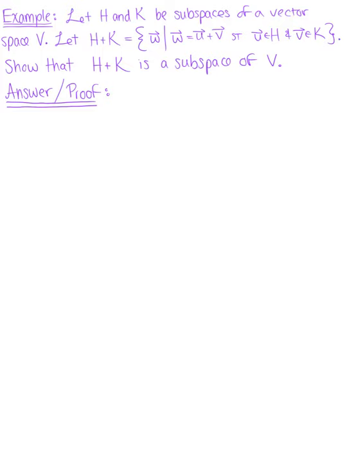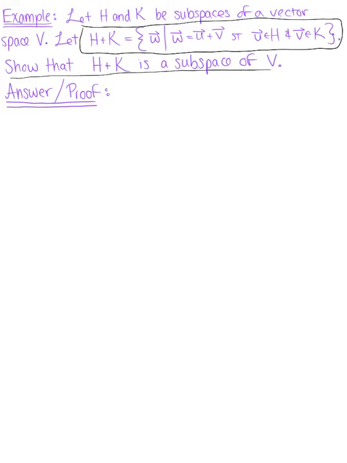Let H and K be subspaces of a vector space V. We want to let H plus K be defined as the set of all vectors W, such that vector W is equal to the sum of vector U and vector V, where vector U is an element of subspace H, and vector V is an element of subspace K. And our job here is to show that H plus K is also a subspace of vector space V.